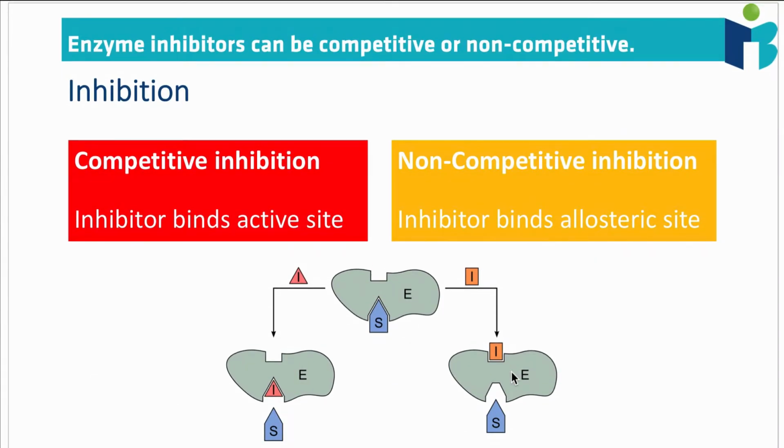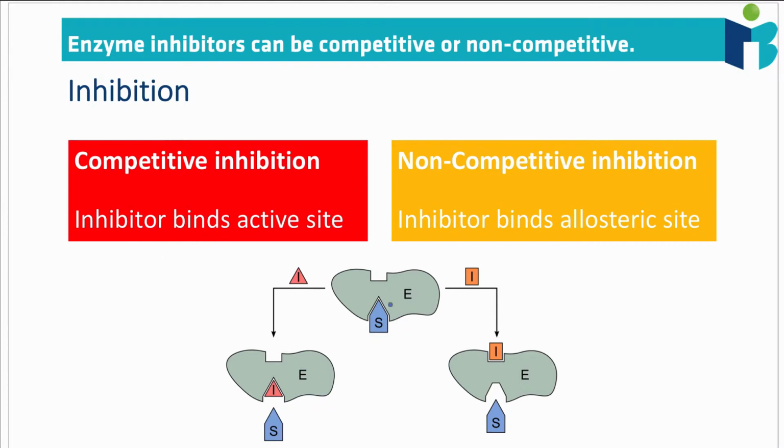So, enzyme inhibitors can be competitive or non-competitive. These are the two different types of enzyme inhibitors. So an enzyme inhibitor is something that blocks an enzyme from working. A competitive inhibitor is one that blocks an enzyme by inhibiting the active site.